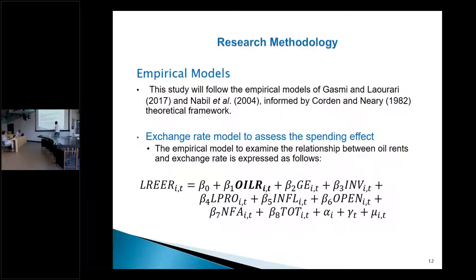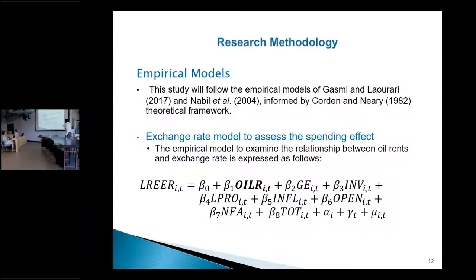So this is the real effective exchange rate. That's my dependent variable. That's my key variable, oil. I need to know if oil affects the effective exchange rate or not. These independent variables are government expenditure, investment, productivity, which refers to GDP per capita, inflation, trade openness, net foreign assets, and terms of trade. All of these variables are informed by previous literature.